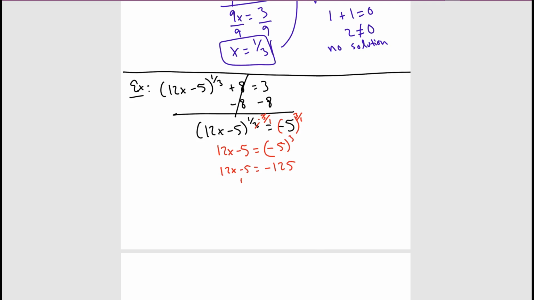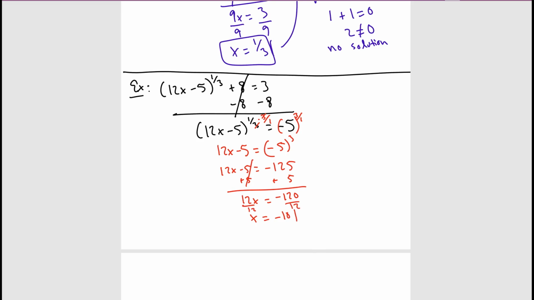This is going to give me -125. I'm going to add the 5 to the other side. I'm going to get 12x equals -120. And then I'm going to divide by 12. That's 120 by 12. So x is going to be equal to -10 when you divide this by 12.